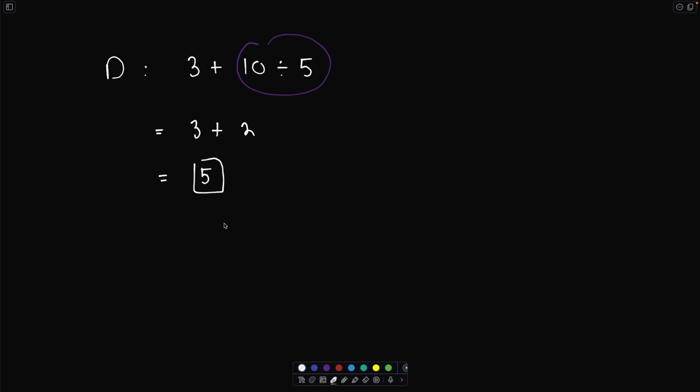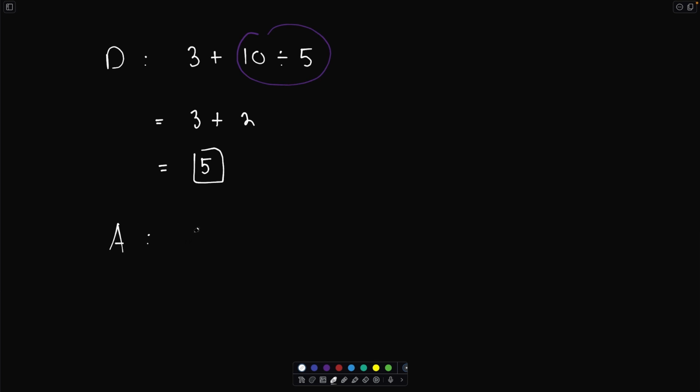The A in PEMDAS stands for addition. Let's look at an example. What if we had 3 plus 7 minus 1? What do we do first, right? Do we do 7 minus 1 or the 3 plus 7? Well, we're following addition from left to right, so let's focus on the 3 plus 7. This is going to give us 3 plus 7 is 10. We bring down the 1, and we're just going to be left with 10 minus 1, which is 9.